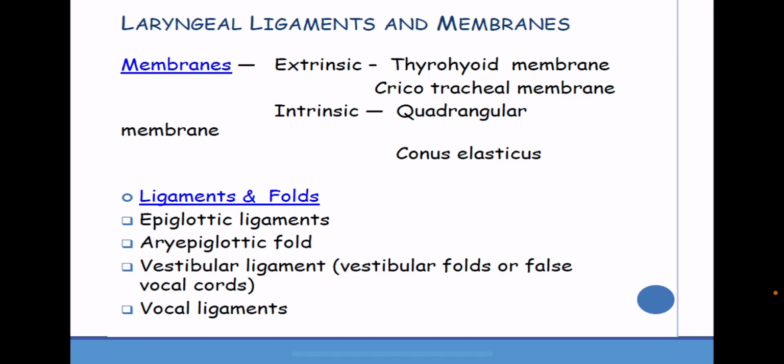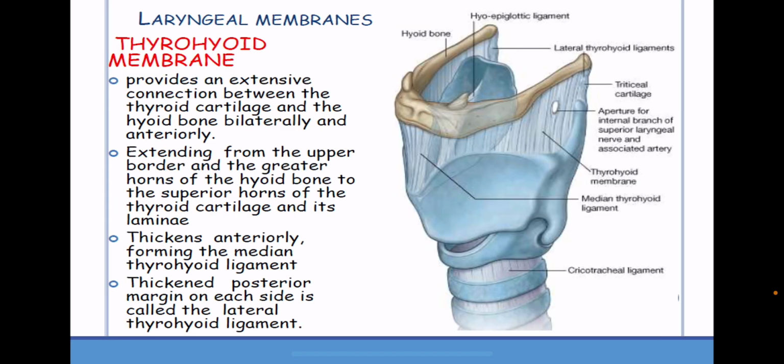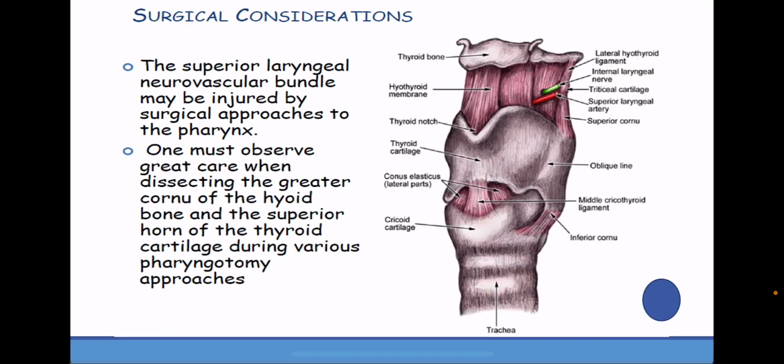Now we are going to talk about laryngeal ligaments and membranes. There are two membranes, extrinsic and intrinsic, and there are four ligaments: epiglottic ligaments, aryepiglottic fold, vestibular ligament, and vocal ligaments. We are going to start with the laryngeal membranes. The thyrohyoid membrane provides an extensive connection between the thyroid cartilage and the hyoid bone bilaterally and anteriorly, extending from the upper border and the greater horn of the hyoid bone to the superior horn of the thyroid cartilage and its lamina, and taking the posterior margin on each side is called the lateral thyrohyoid ligament.